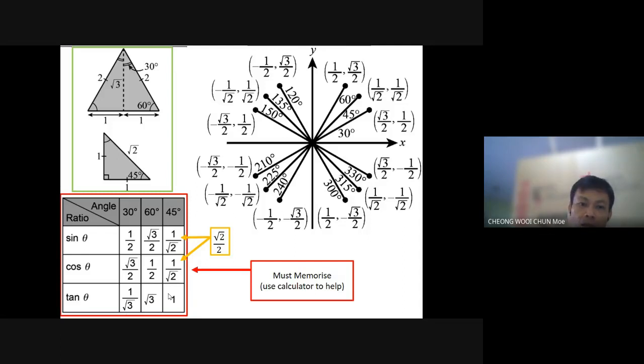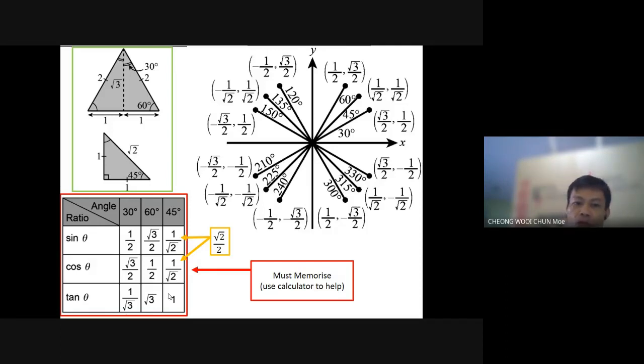If they ask you what is tangent 60, you press 1 divide square root of 3, but you couldn't get the answer from tangent 60, so you press square root of 3. If you want to find tangent 30, if you cannot get square root of 3, then it is 1 divide square root of 3. That is how you find the answer. For sine and cos also the same.